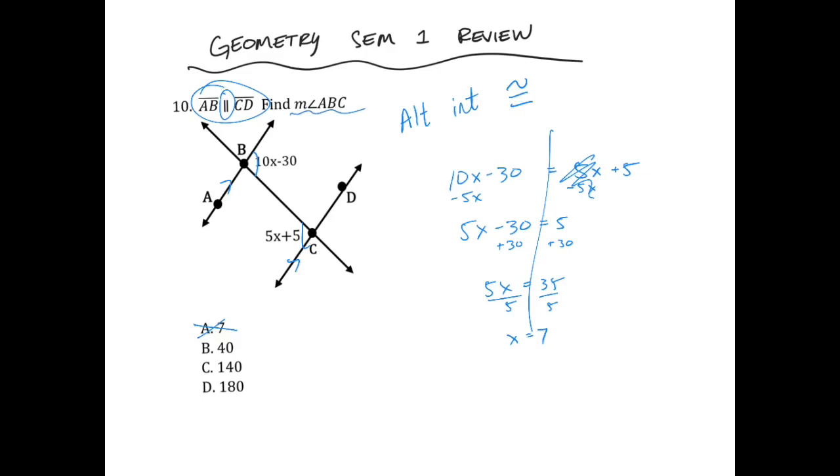So I've got to take that 7 and plug it back in. 10 times 7 minus 30. 70 minus 30 equals 40. So this is supposed to be a 40-degree angle. And the question asked me to find angle ABC, so this angle right here. So if this is 40 degrees, then what's this guy?